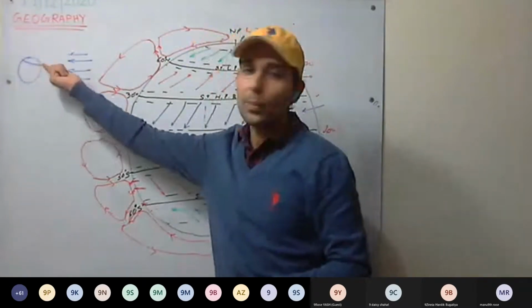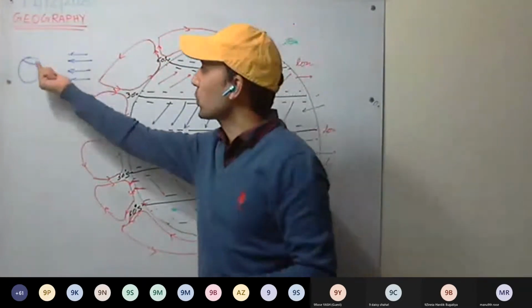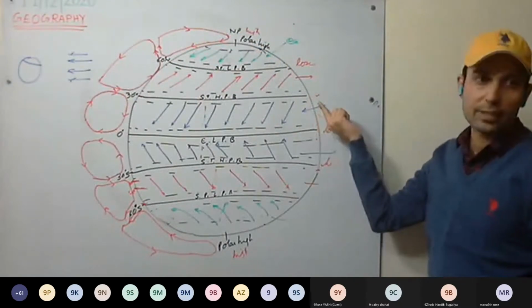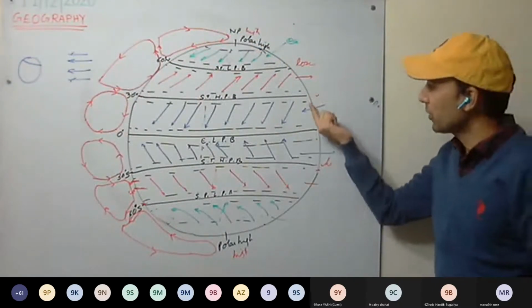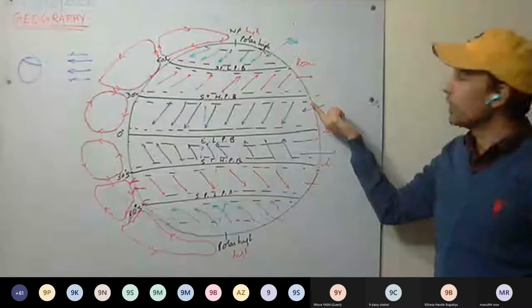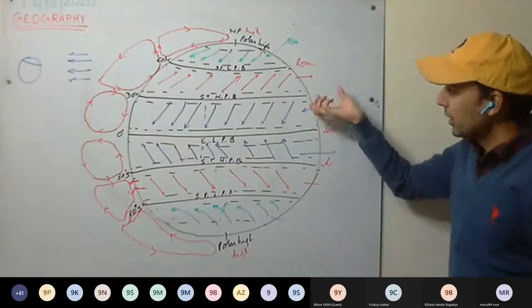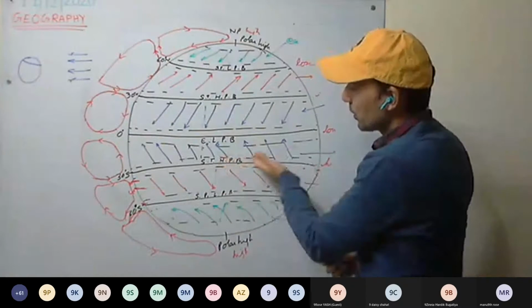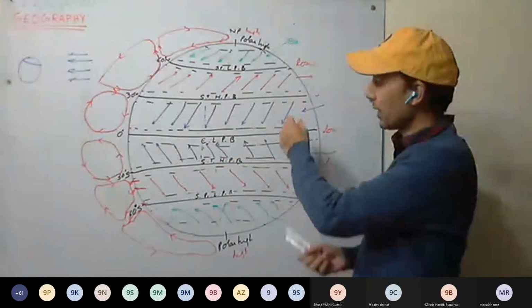They fall on the Tropic of Cancer. That means most of the heat will be concentrated on the Tropic of Cancer, around 23 degrees. And that's why these pressure belts will shift. These pressure belts shift from 5 degrees to 10 degrees.